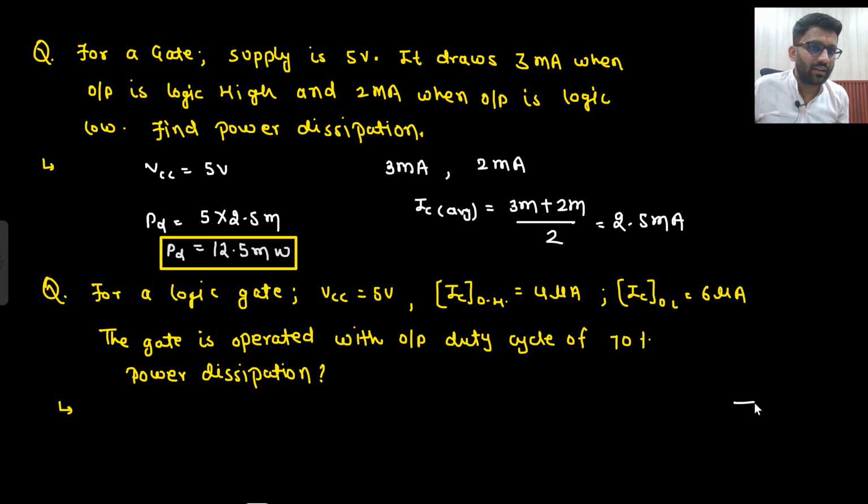What do you mean by duty cycle? Duty cycle is always associated with high time. That means if I am saying that my duty cycle is 70%, that means 70% of the time it was high and 30% of the time it was low. So 70 by 10 it was high and 30 by 10 it was low. So this is what we mean by duty cycle.